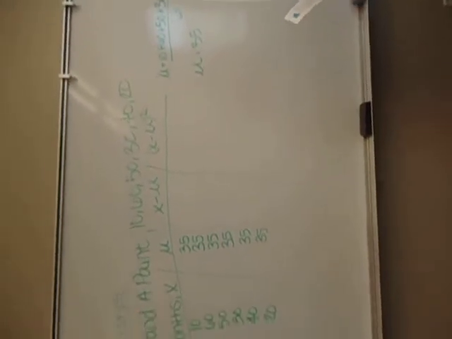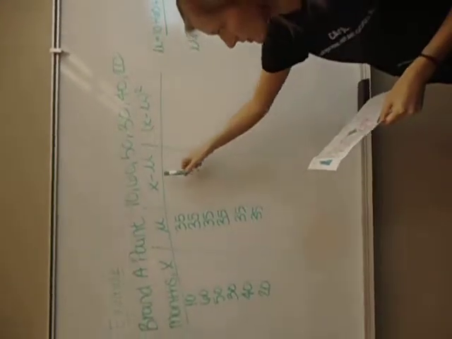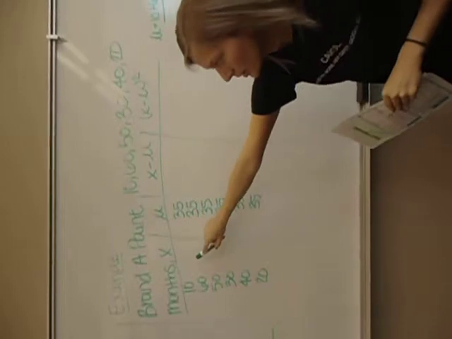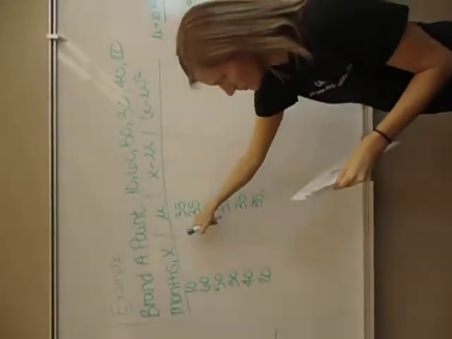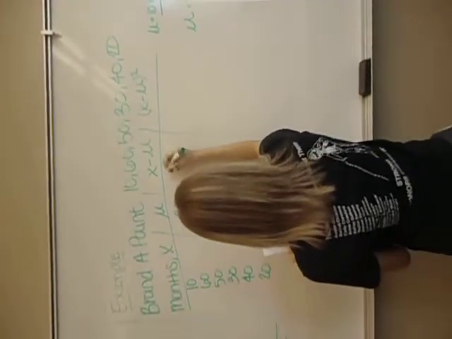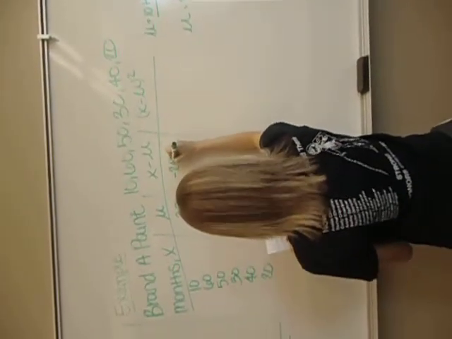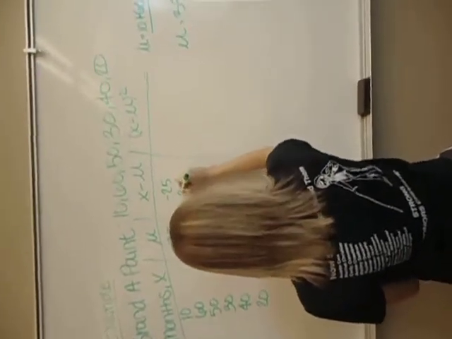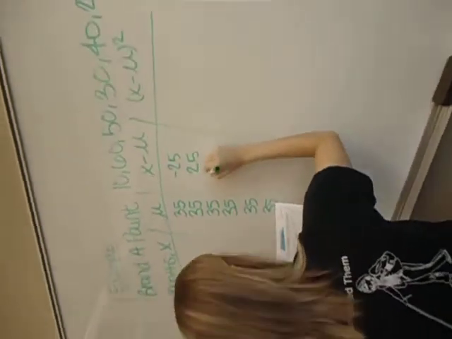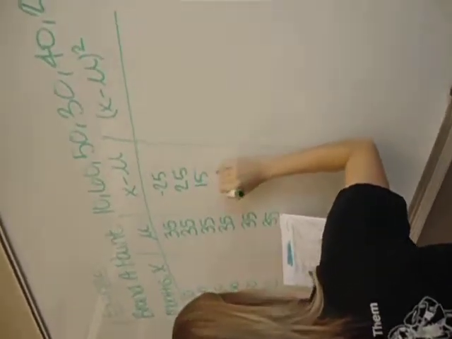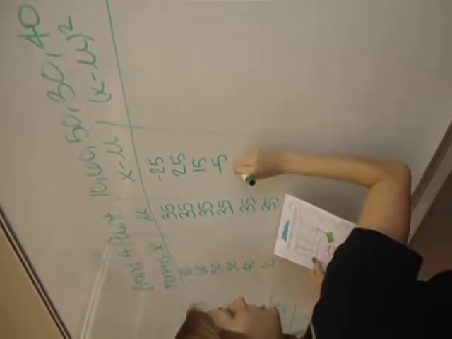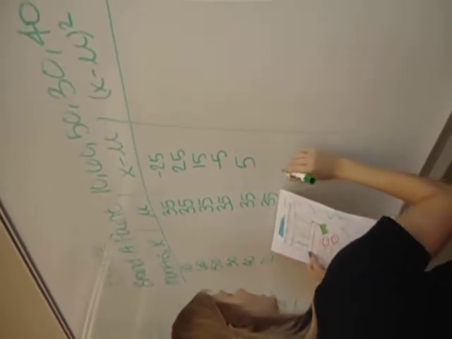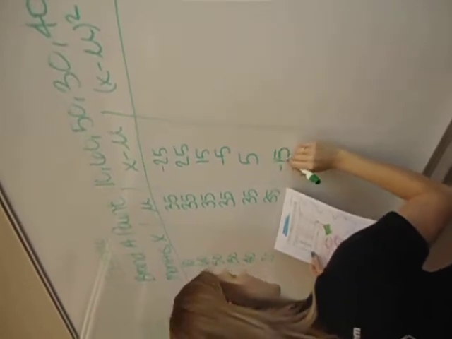So now what we're going to do is find the population variance. But first we have to find the months subtracted from the mu. So 10 minus 35 is negative 25. 60 minus 35 is 25. 50 minus 35 would be 15. 30 minus 35 is negative 5. 40 minus 35 is 5. And 20 minus 35 is negative 15.